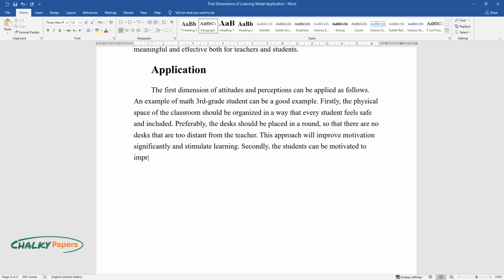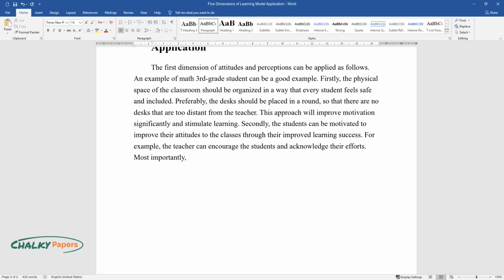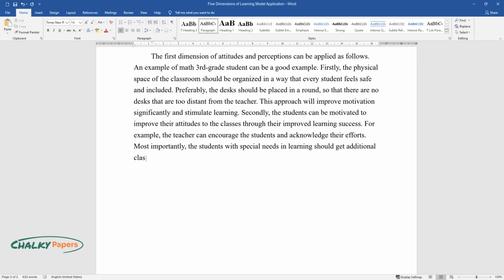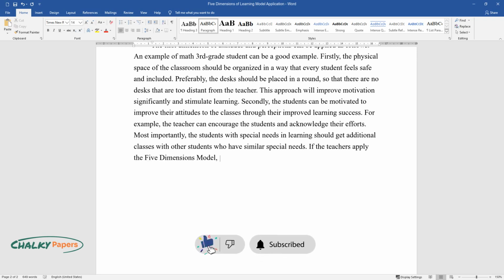Secondly, the students can be motivated to improve their attitudes to the classes through their improved learning success. For example, the teacher can encourage the students and acknowledge their efforts. Most importantly, the students with special needs in learning should get additional classes with other students who have similar special needs. If the teachers apply the 5 dimensions model, they will eventually succeed with all students.